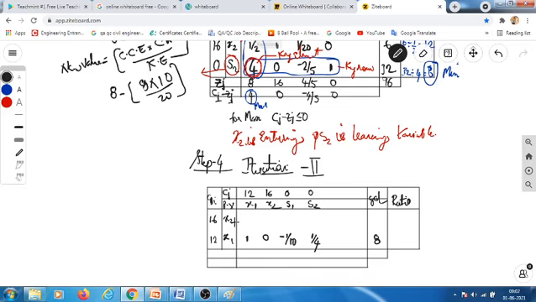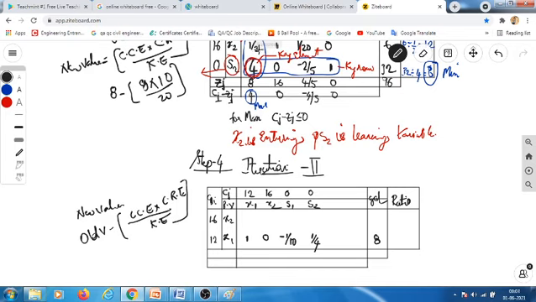Again, what do we need to substitute? The new values of x2. So, what is the formula for the new value? New value is equal to old value minus corresponding column element into corresponding row element divided by key element. This will be our new value.